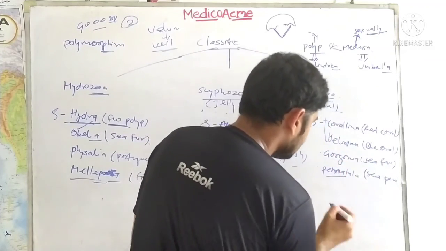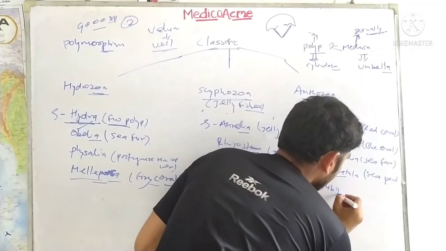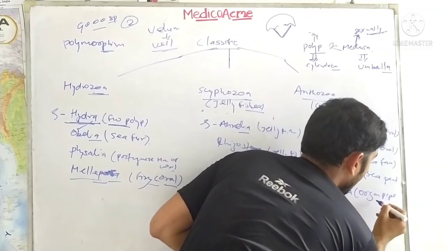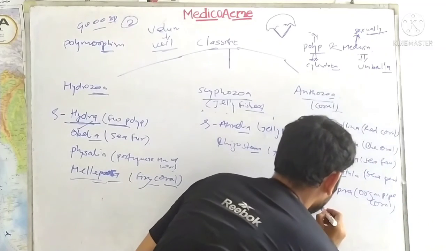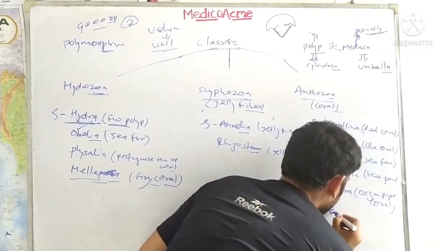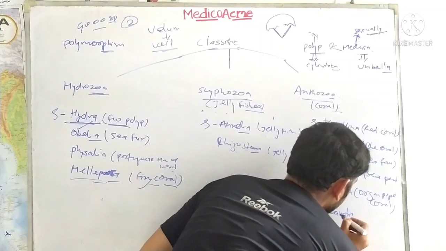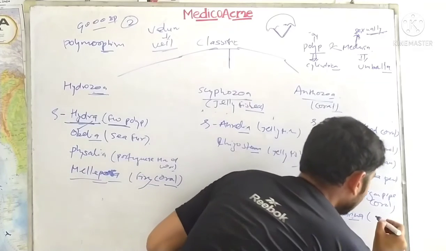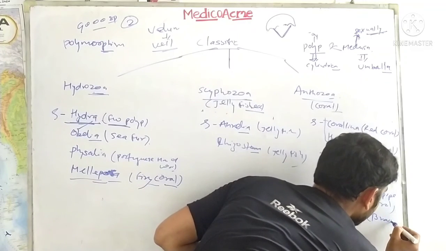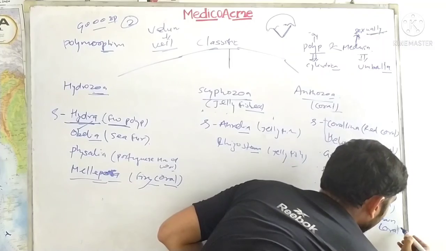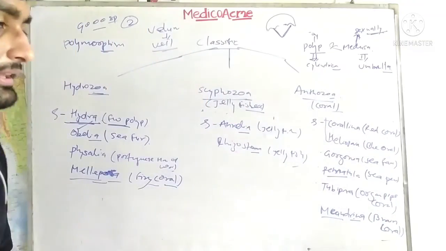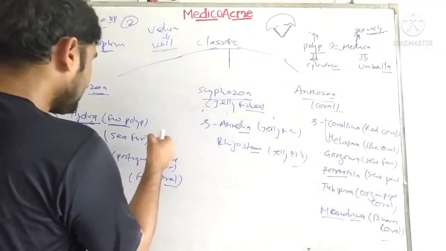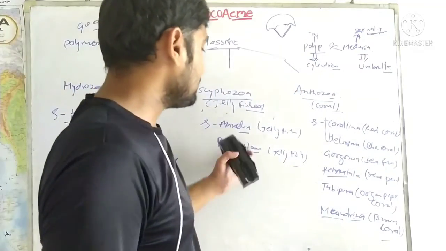Gorgonia, Pennatula, Tubipora, organ pipe coral, Meandrina, as you can spell, Meandrina, that is the brain coral. So these are very important because they are asked in the examinations. So please remember these names. These 6 names are very important. These 4 names are very important, and these 2 are very important.